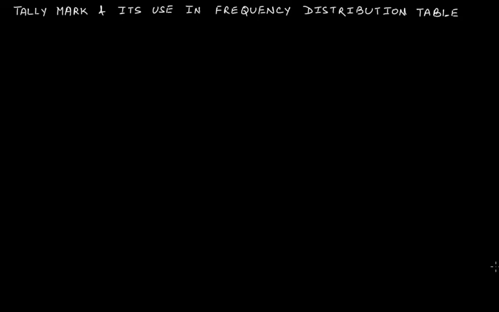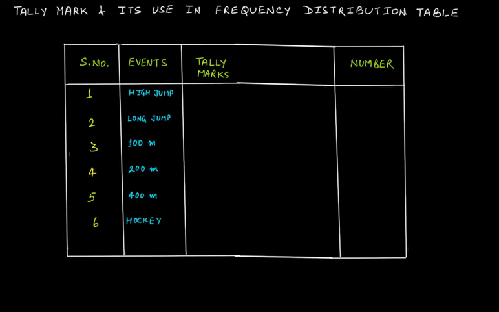We'll learn this using a frequency distribution table. Now, if you're not aware of this frequency distribution table, don't worry, it will become clear with this example that we are going to discuss. I have already drawn this table here. Let's suppose that the class strength of your class is 50 students, and there is a sports event that is going to take place in your school or college.